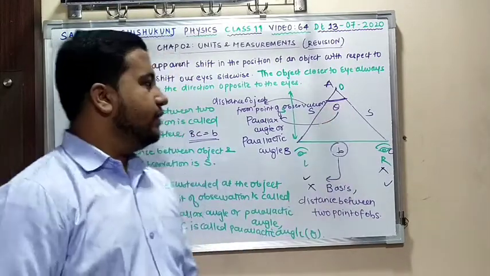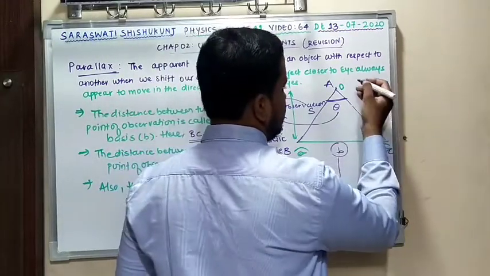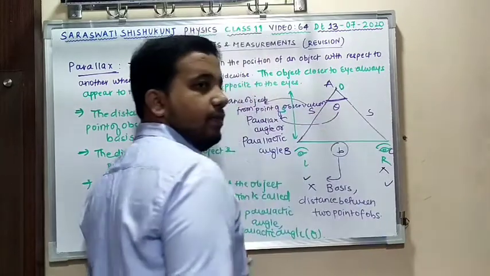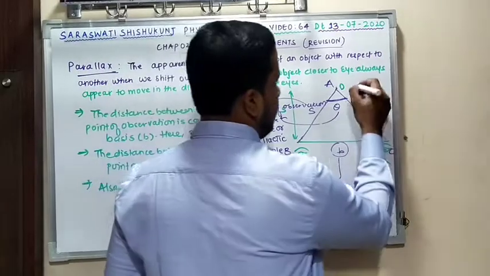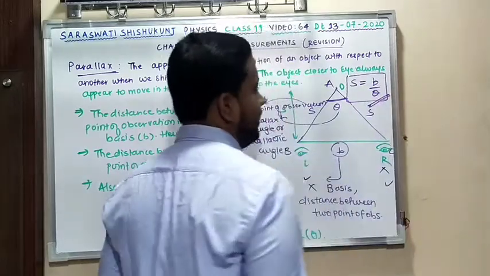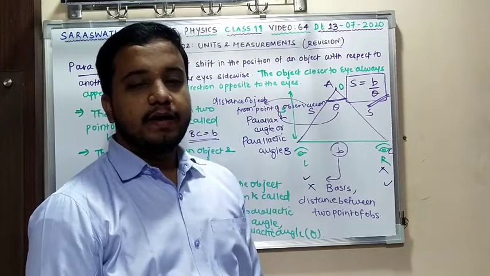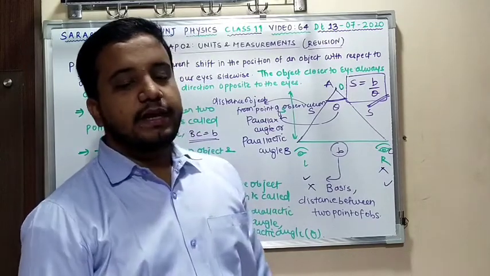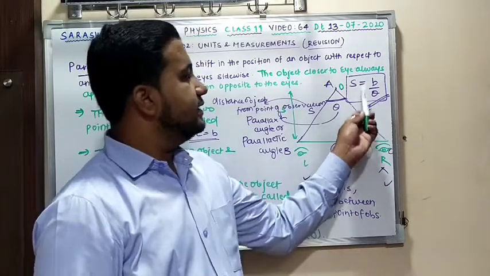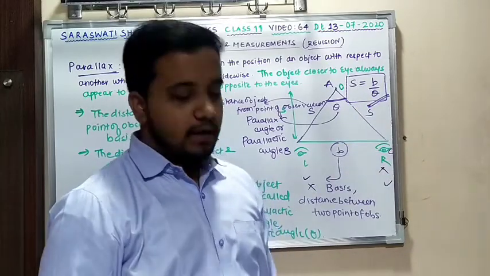Clear? Now we have the formula for finding out the distance S, that is nothing but B by theta. This is obtained from arc length equal to radius into angle subtended, or radius is nothing but arc length upon angle. Till this is clear? So I got my formula S is equal to B by theta, where B is the basis, theta is the parallactic angle, and S is the distance between the object and the point of observation.